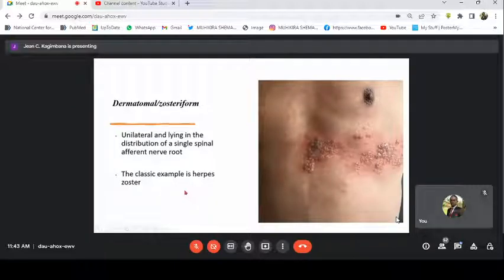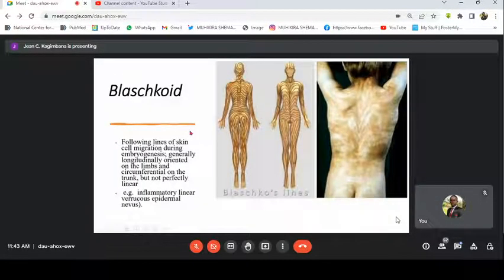Okay, this is exosteform or dermatoma lesion. Now, you have a brush coil. Okay, do you know Blaschko lines?